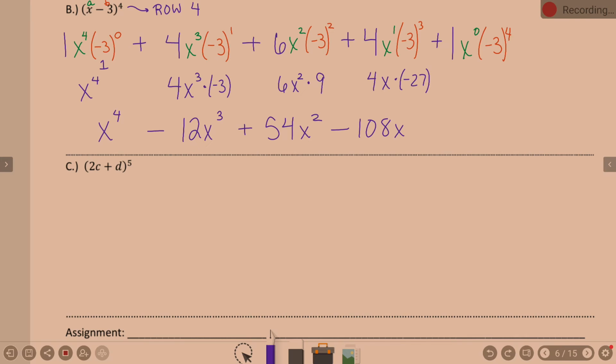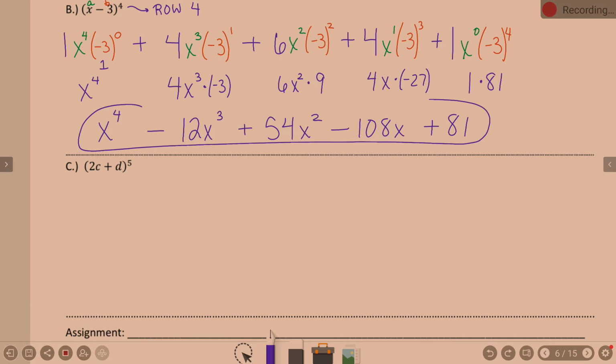And then the last one is 1, x to 0 is 1, times, what's negative 3 to the fourth? This is where my brain says 3 times 3 is 9, and then I say 9 times 9 is 81. Landon, you would have been going 27 times 3 and you would have gotten there, but my brain can easier do 9 times 9 in my head than 3 times 27. So 1 times 81, this is going to be positive. So plus 81. Easy.